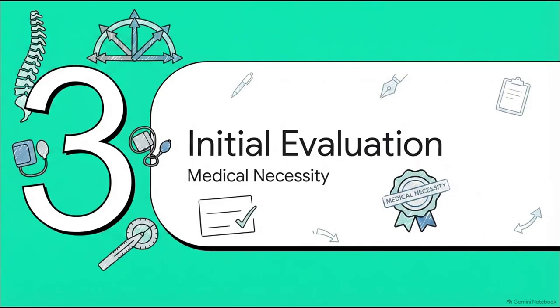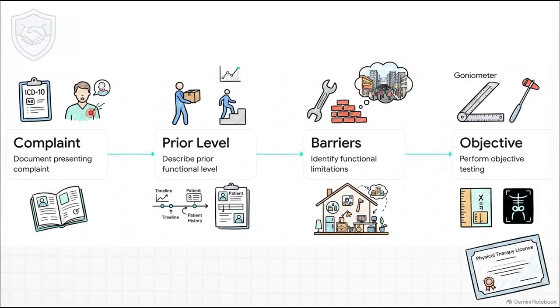Moving right along to Section 3, Initial Evaluation Medical Necessity. Okay, so we know the complexity codes, but what actually makes that initial evaluation completely bulletproof to an auditor who is scrutinizing the medical necessity of your care? It comes down to a highly logical progression. First up, you must clearly document the presenting complaint specifically as it relates to that visit and select the perfectly correct ICD-10 diagnosis. Second, establish that prior level of function.